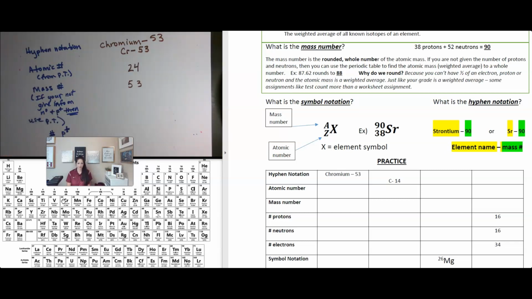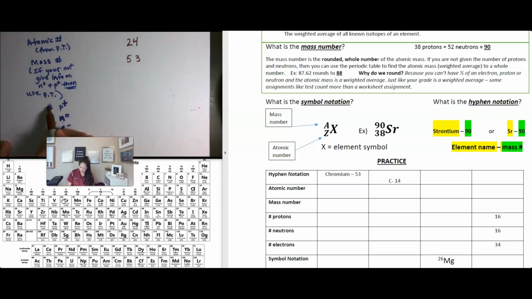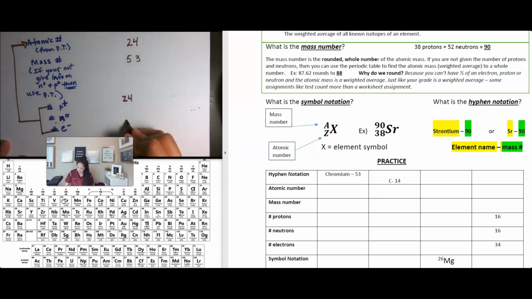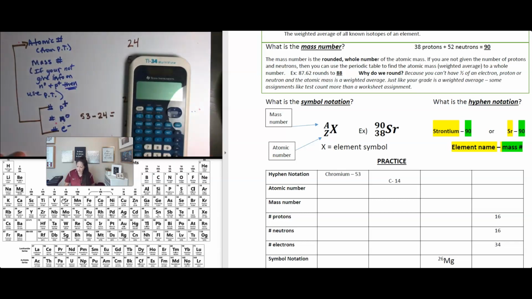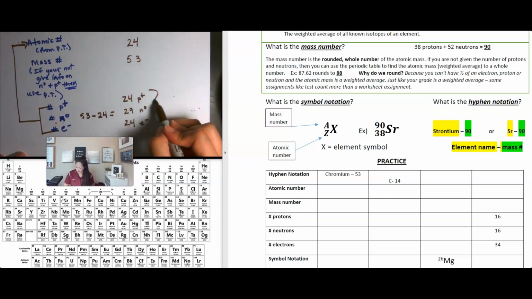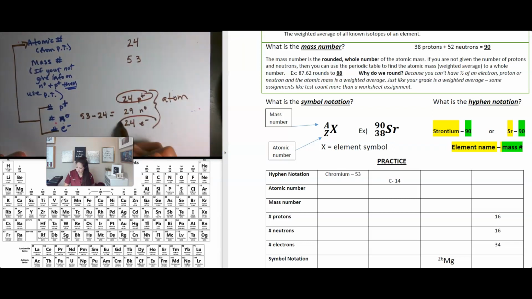Great. Now we have all the information we need to find the number of protons, neutrons, and electrons. So to find our number of protons, our protons and our electrons are going to be equal to the atomic number. So 24 protons and 24 electrons. To find the number of neutrons, it's a little bit different. We're going to have to take our mass number, 53, minus our atomic number, 24, and then we can do some math, or you can pull out your handy-dandy calculator. 53 minus 24 gives you 29. So we have 29 neutrons, 24 protons, and 24 electrons. That's because this is an atom, so our protons and our electrons were the same.